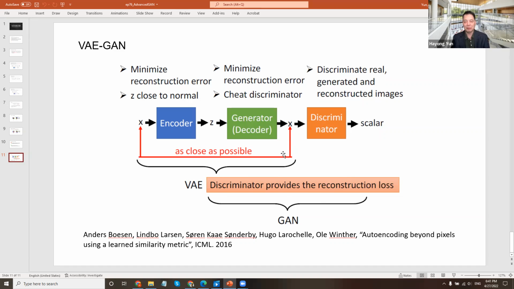So these are two types. Of course, there are many more interesting types of GAN these days, but these are some of the more advanced types of GANs that people have developed.